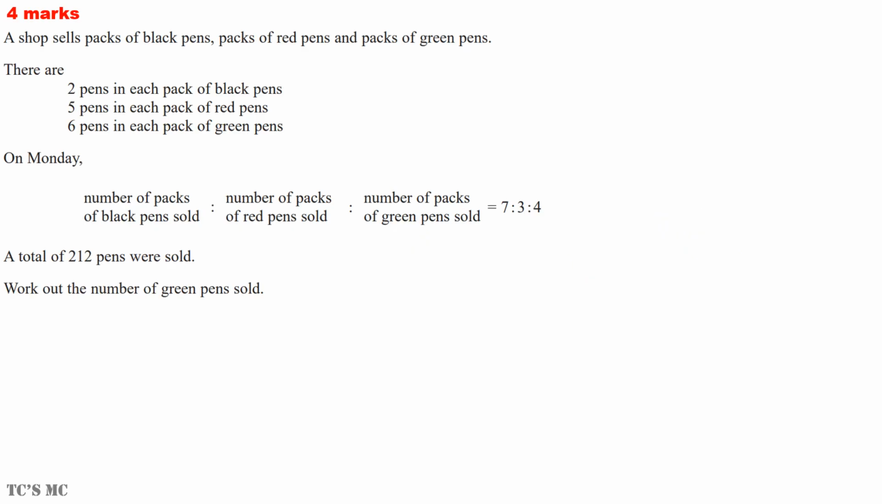A shop sells packs of black pens, packs of red pens, and packs of green pens. There are 2 pens in each packet of black, 5 pens in each packet of red, 6 pens in each packet of green. On Monday, the number of black packets to the number of red packets to the number of green packets is 7 to 3 to 4. So that's the number of packs.